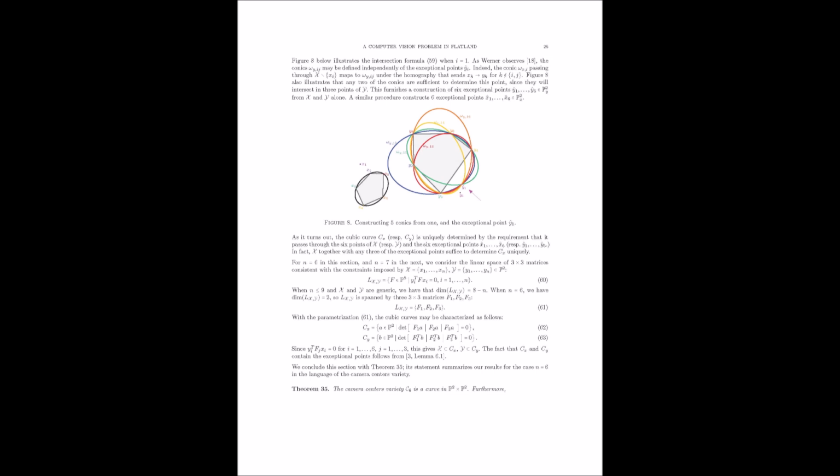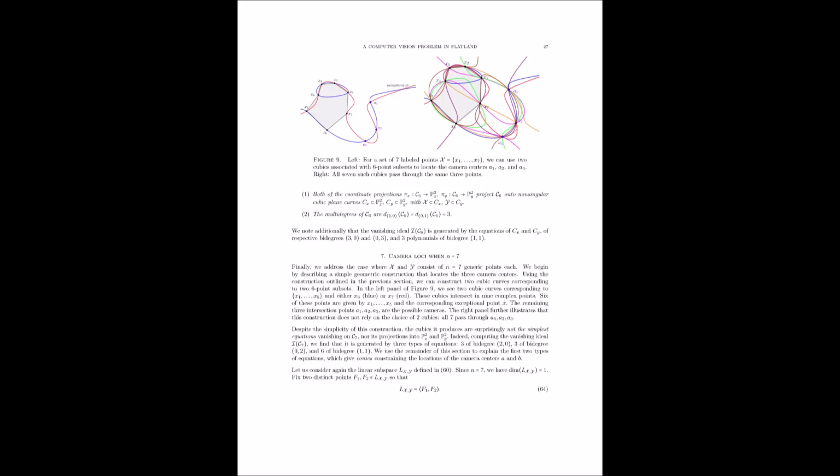So what's the paper's main focus? It asks a very specific question. Given two sets of labeled points in the plane, when can two different cameras in Flatland produce the same image of them? And if they can, where can those cameras be positioned?